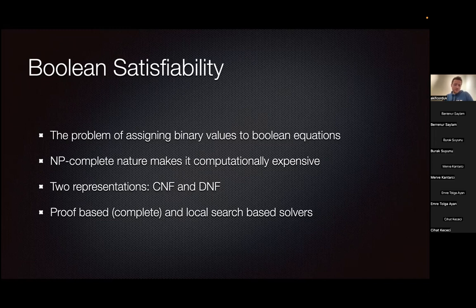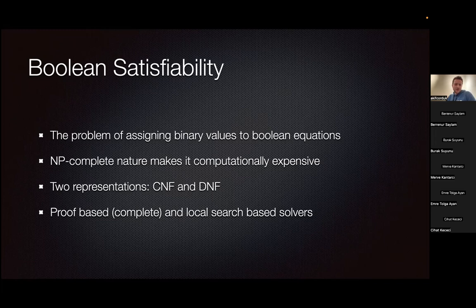Commonly used representations to represent this problem in Boolean expressions are CNF and DNF. CNF is an abbreviation for conjunctive normal form, and DNF is an abbreviation for disjunctive normal form. I will explain how they look and how we represent Boolean equations in those forms in the next slide.